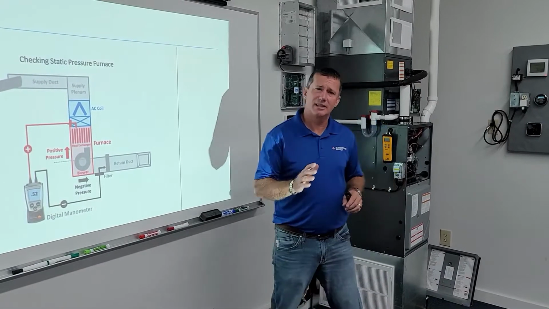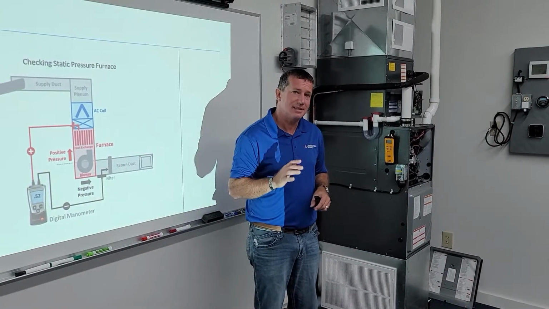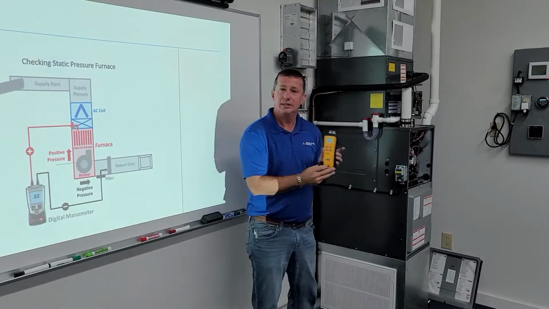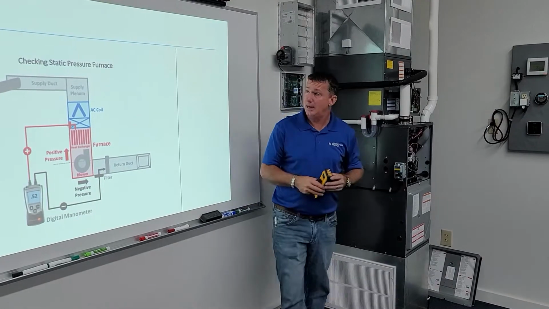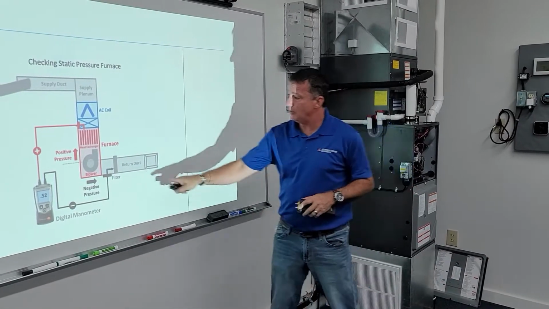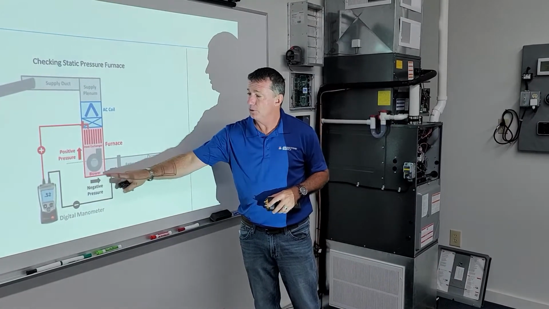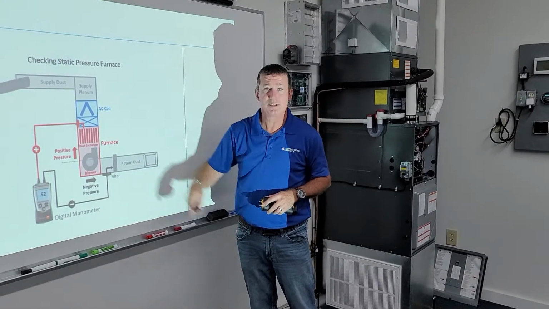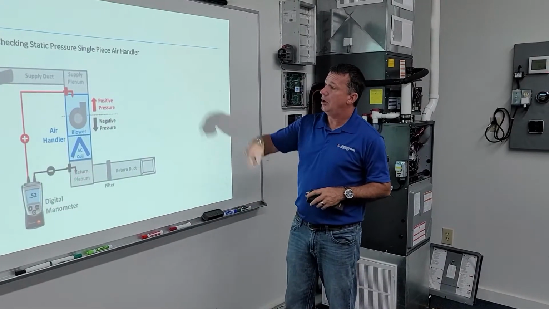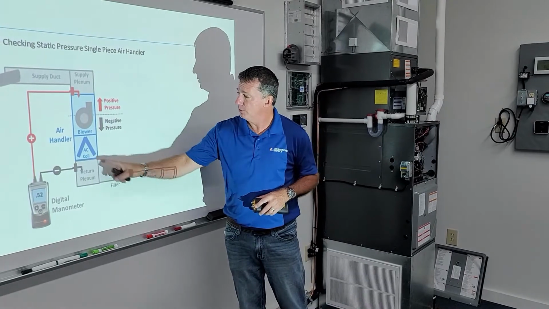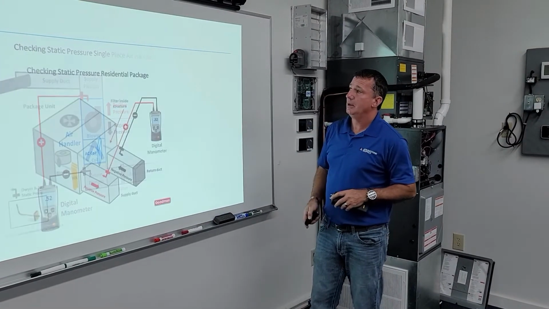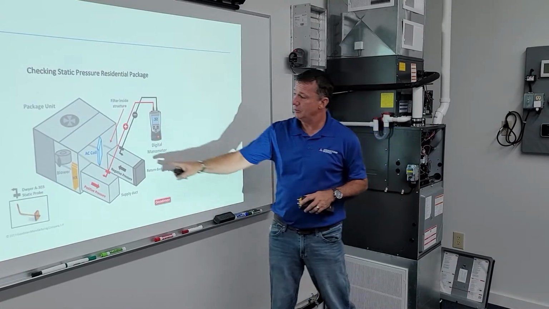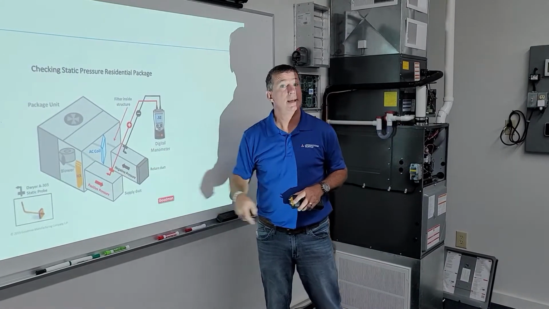Static pressure is like the blood pressure of an HVAC system. We use a manometer to measure the pressure exerted on our return and on our supply. On a gas furnace, we measure it between the filter and the furnace, and between the furnace and the coil. On an air handler, we measure it between the filter and the coil, and between the blower and the supply. And on a package system, we measure between the return and the supply.